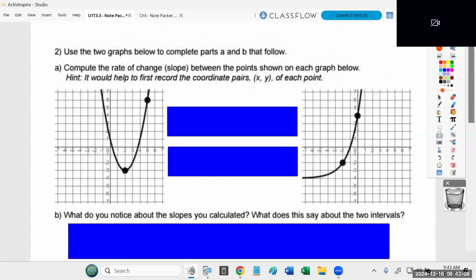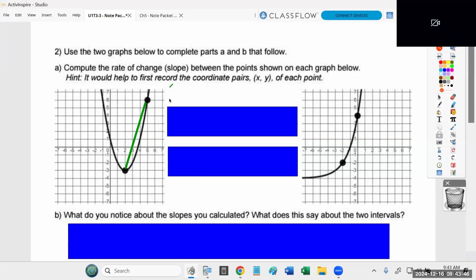All right, jump into the top of the next page. Again, a little bit more practice with slope. It says use the 2 graphs below to complete parts A and B that follow. Part A says compute the rate of change, which is slope, between the points shown on each graph below. Hint, it would help to first record the coordinate pairs. Okay. I'm going to record on the left image. Again, we're trying to calculate this slope, the steepness between those 2 points. And then eventually we'll do it on the other picture. But I'm going to call these 2 points my x1, y1, x2, y2 points.